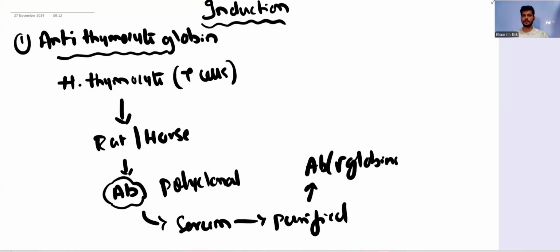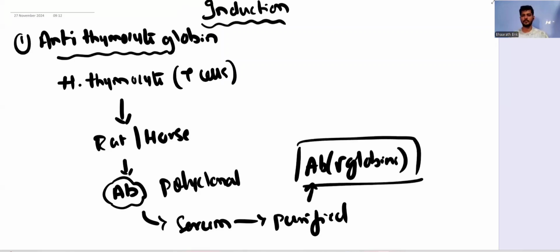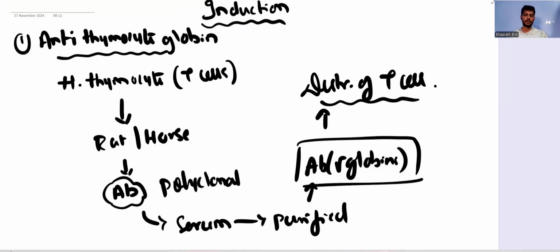Now, this is taken and injected into the human, which will cause a destruction of T cells. Antithymocyte globulin, or ATG, is a set of polyclonal antibodies which are collected from the serum of the rat or horse, which are inoculated with human T cells. So these are formed against the human T cells. If it is from the rat, it is called rat antithymocyte globulin. If it is from the horse, it is called horse antithymocyte globulin.